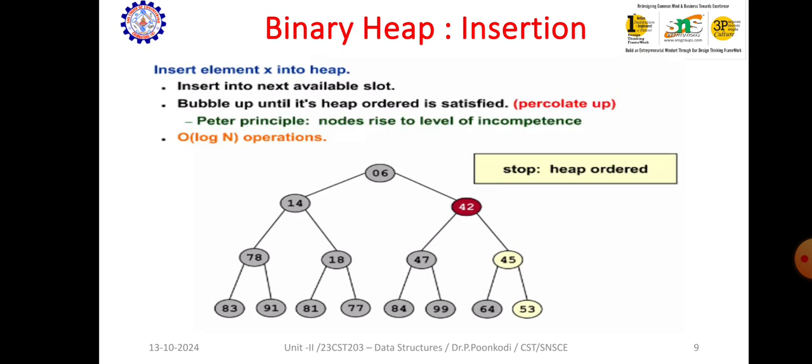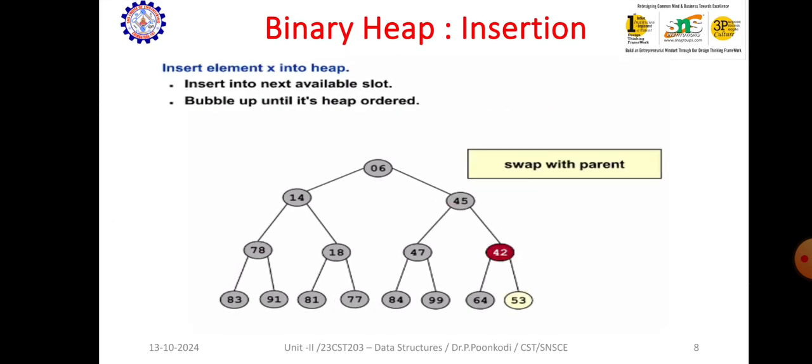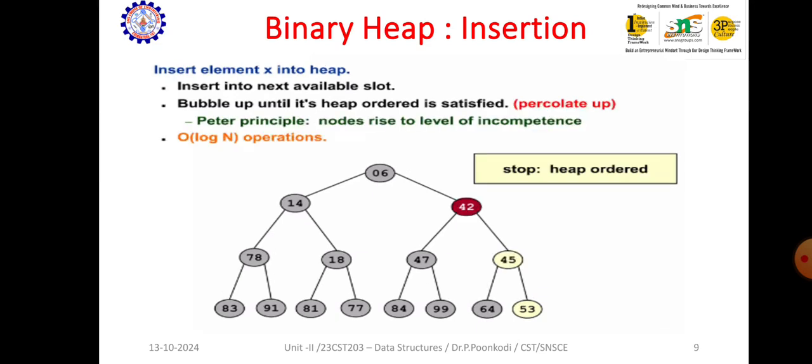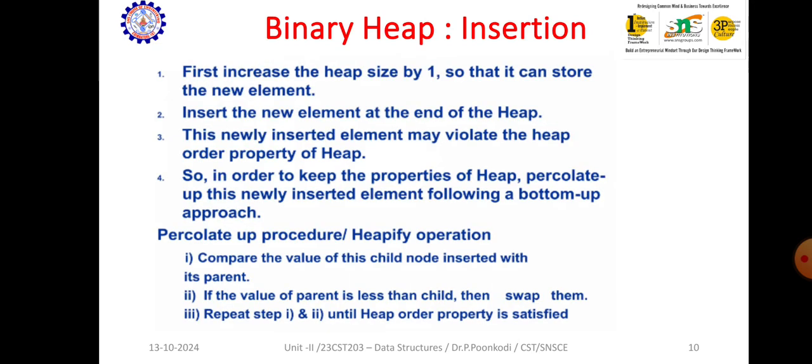Next, again we have to compare. Comparing the values, from the previous slide 45 and 42, 42 is the minimum, so here also we have to perform a swapping operation. Here the key is swapped. Again we have to compare these three values, 6, 14 and 42. The 6 is the minimum, and 42 is not smaller, so no problem, it satisfies the property.